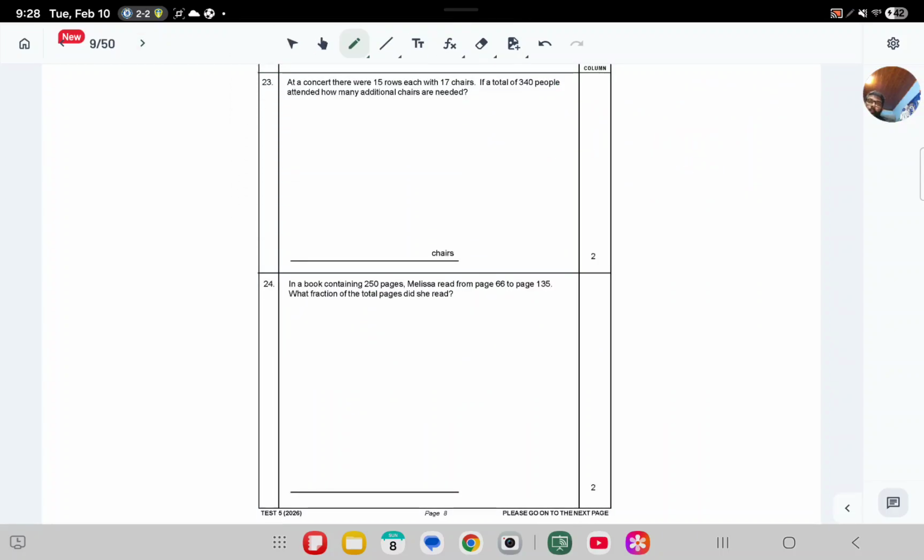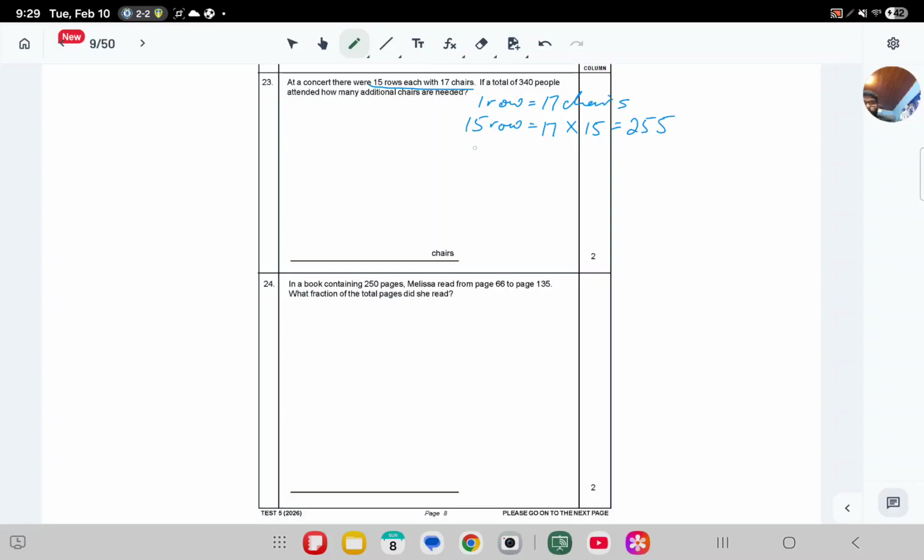Number 23, at a concert, there were 15 rows, each with 17 chairs. If a total of 340 people attended, how many additional chairs are needed? Well, first we need to calculate the total number of chairs. So if you have 15 rows, so 1 row is equal to 17 chairs. So to find out for 15 rows, we multiply. 17 multiplied by 15, that will give us 255 chairs.